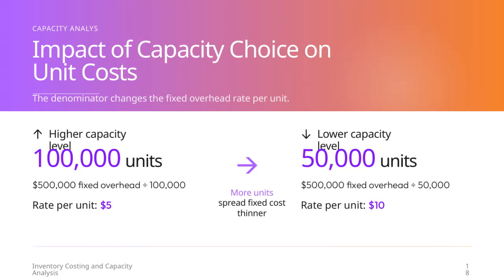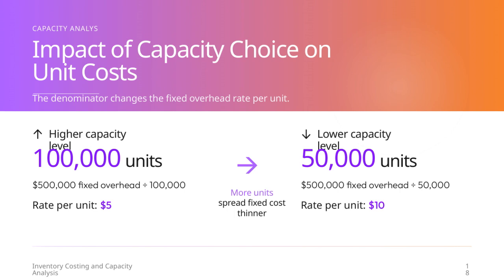Here we're looking at how the level of capacity affects the unit cost in inventory costing. When capacity is higher, say 100,000 units, you spread the same fixed overhead of $500,000 over more units. This results in a lower overhead rate per unit, in this case, $5. On the other hand, if capacity is lower, like 50,000 units, the fixed overhead is spread over fewer units, which increases the overhead rate per unit to $10. So, choosing a higher capacity level reduces the cost per unit by spreading fixed costs more thinly. This clearly shows how the denominator, or capacity level, directly impacts the fixed overhead rate per unit and ultimately affects inventory costing.